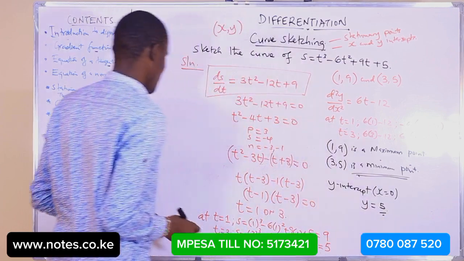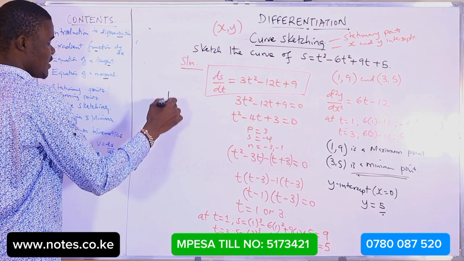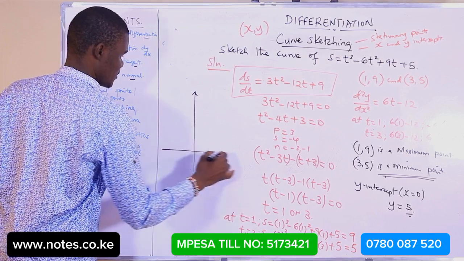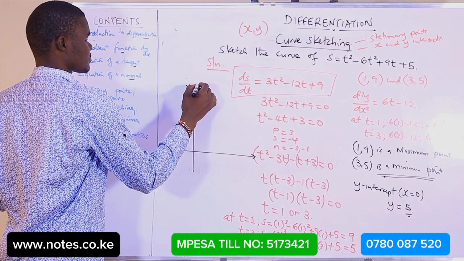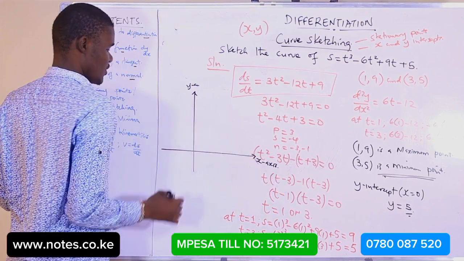So with this, we can now sketch the curve. We can now easily sketch the curve here because we now have all the details we need. So we say this is y-axis, this is x-axis. Now we start plotting.